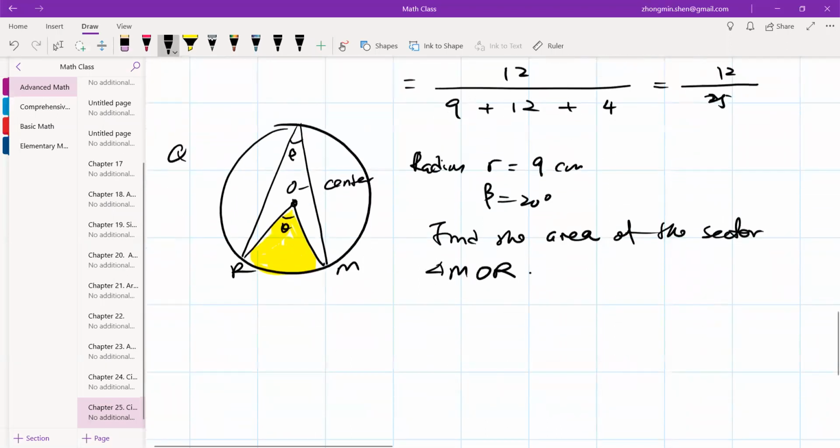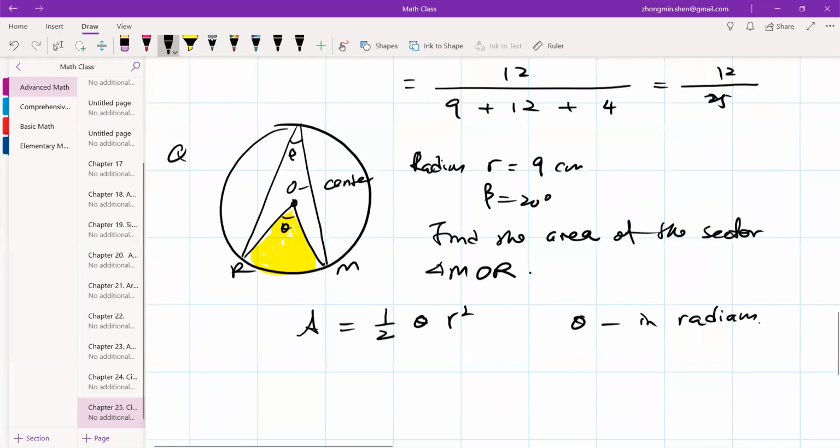Okay, first of all, what we have to do is write down the formula, right? So area is going to be half of theta r squared. Okay, and theta is in radians.